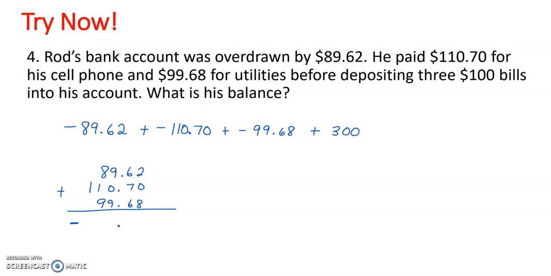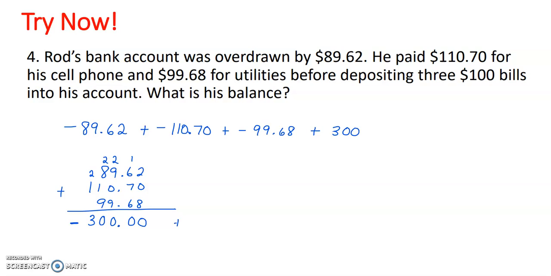Line up our decimals and begin adding. So we'll have 2 plus 8 is 10, we'll carry the 1. 6, 7, 6, and 1. So that's going to make 20, so we're going to carry a 2. And then we're going to have 9 plus 9 is 18, and 2 more is another 20. Carry the 2. 2 plus 8 plus 1 plus 9 is another 20. Carry the 2. And 2 plus 1 is 3. So we end up with $300 negative.